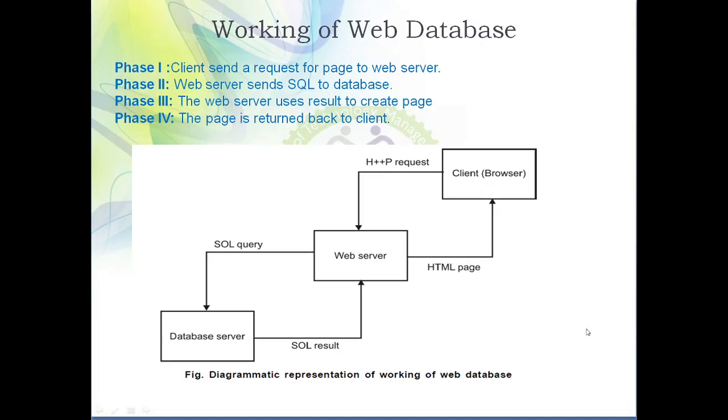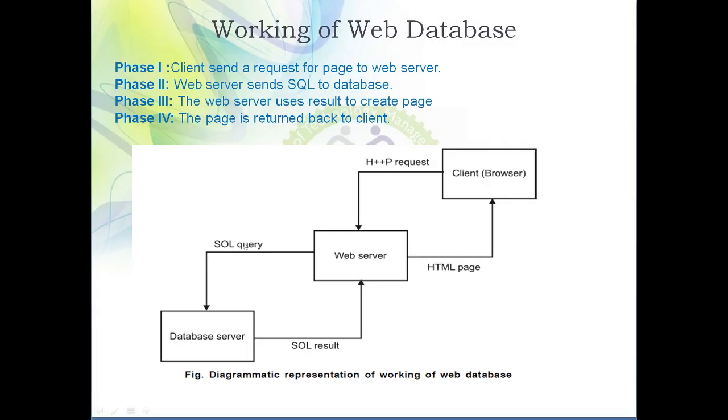Next, let's try to understand how a web database works. We have seen that a web database means accessing a database over the internet. Here we'll see how it works. A web database works in four phases. First, the client makes a request for particular data from the database using the client browser, and an HTTP request is sent from the browser to the web server.